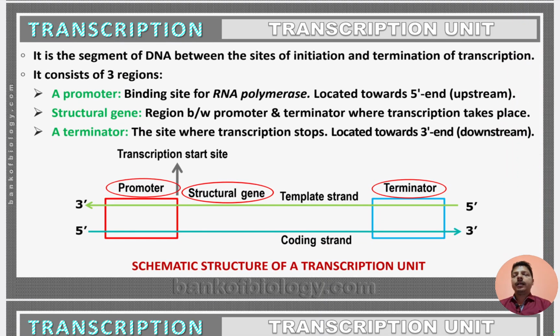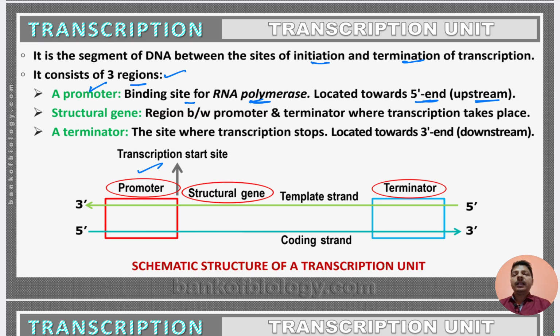Transcription unit. It is a segment of DNA between the site of initiation and termination of transcription. It consists of three regions. So where the particular copy transcription starts, it requires three regions where initiation and termination occur. First of all, a promoter, the binding site of RNA polymerase. RNA polymerase has to bind to the DNA, so a promoter is required, located towards the 5' end, that is upstream.